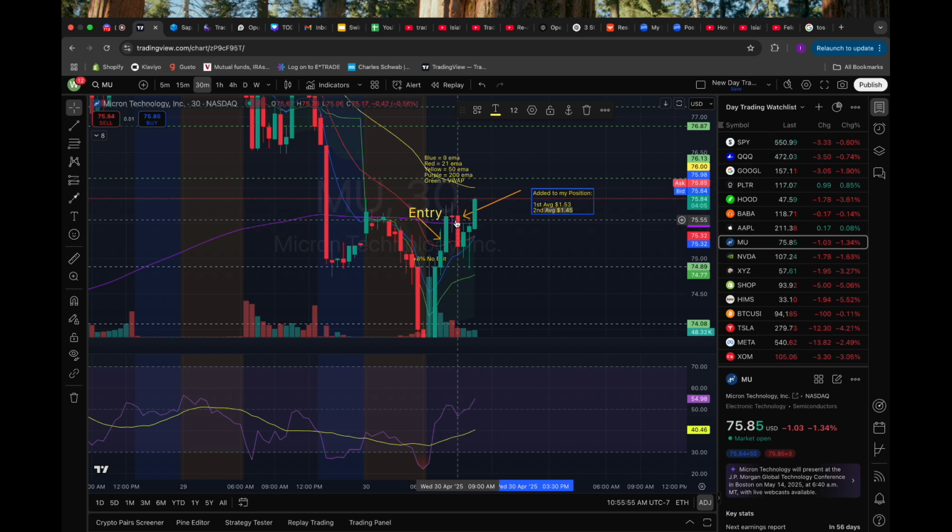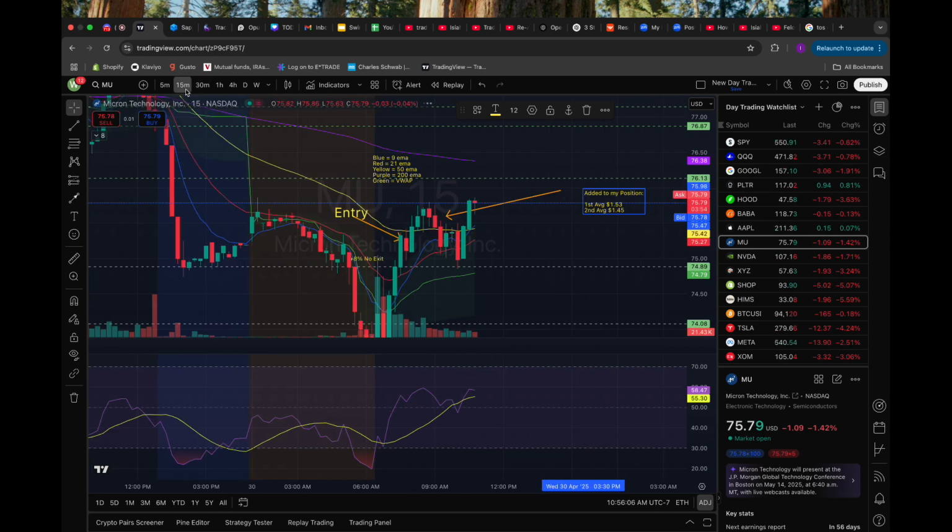It was right above it, but then I saw this candle right here. This let me know on the 30-minute that we was coming down. So I added it to my position right there, right? And then I said, okay, where will I get out at?